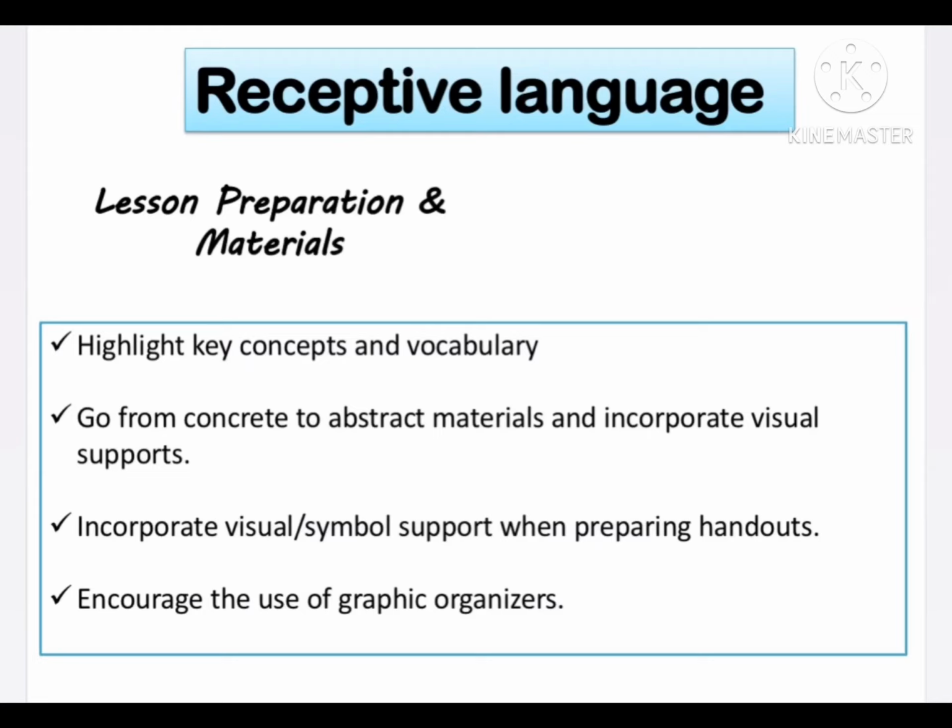Lesson preparation and material for receptive language. First is to highlight key concepts and vocabulary. Make the purpose of the lesson explicitly clear. Create obvious links to previously learned material using graphic outlines. Second, go from concrete to abstract materials and incorporate visual supports. Third, incorporate visual or symbol support when preparing handouts. Fourth, encourage the use of graphic organizers, and provide partially completed charts and tables if necessary.